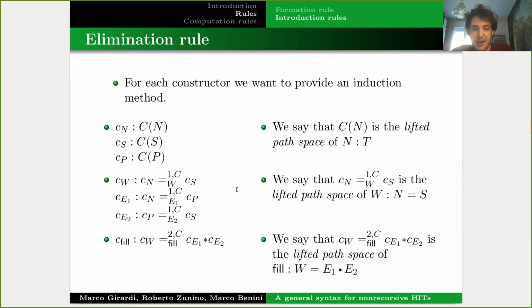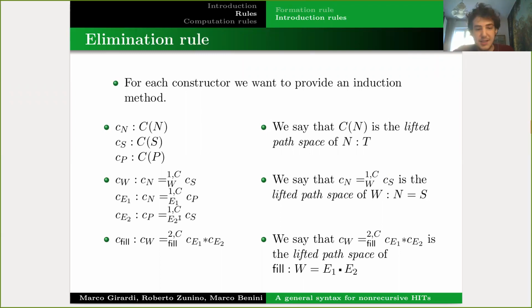In analogy with what happens at level 1, here we have W, which is of type n equals s. We have to look for the induction method in the space of pathovers where the endpoints are the proof of n and the proof of s, and it is a 1-pathover lying over W. We say that this is the lifted path space of W of type n equals s.